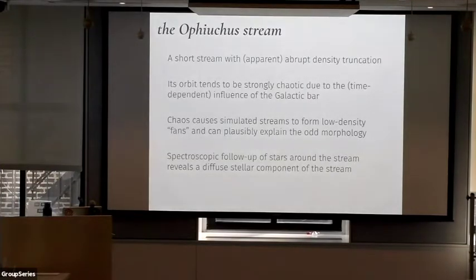Anyway, again, I'm not saying this is the solution for Ophiuchus, but this is something that can impact the morphology of streams and make it harder to make inferences if you just use simple models like fitting a single track or a single orbit to a stream.